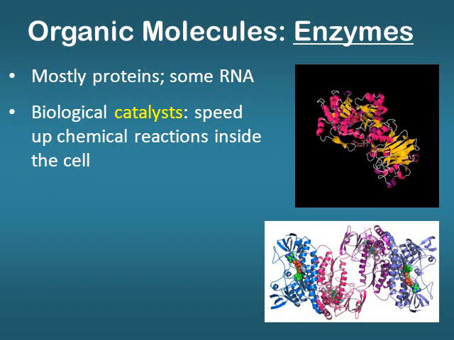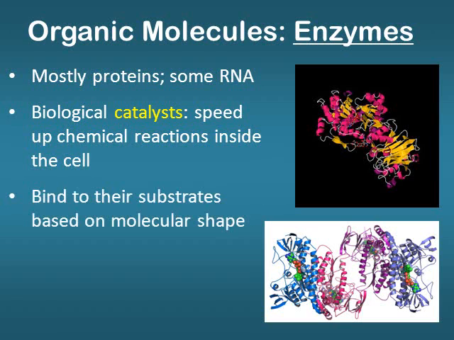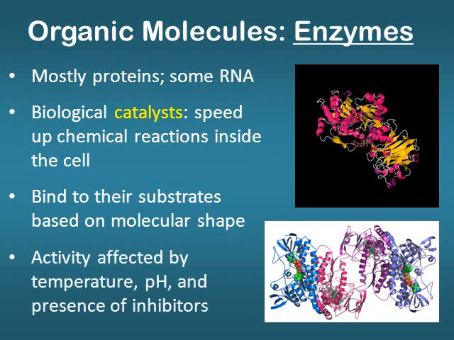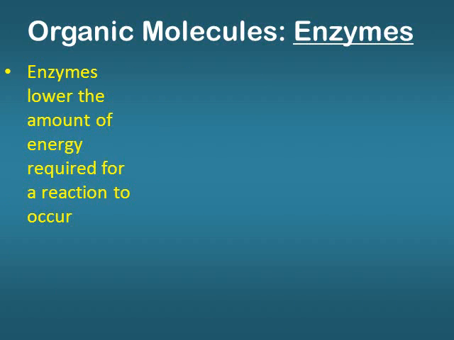In other words, they conduct these chemical reactions. They take reactants and make products. And the important role they serve is to speed up these chemical reactions inside the cell. Now, they bind to these reactants to form products based on their molecular shape. So there's a very specific shape that they have to bind those reactants. And their activity, how well they work, is affected by temperature and pH, as well as the presence of things we'll investigate called inhibitors.